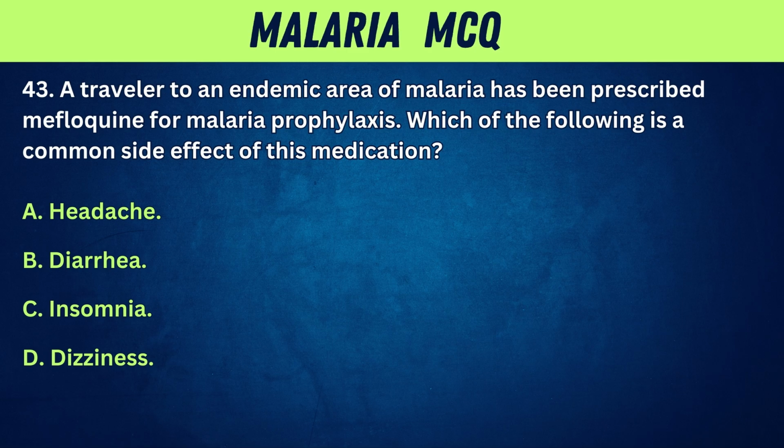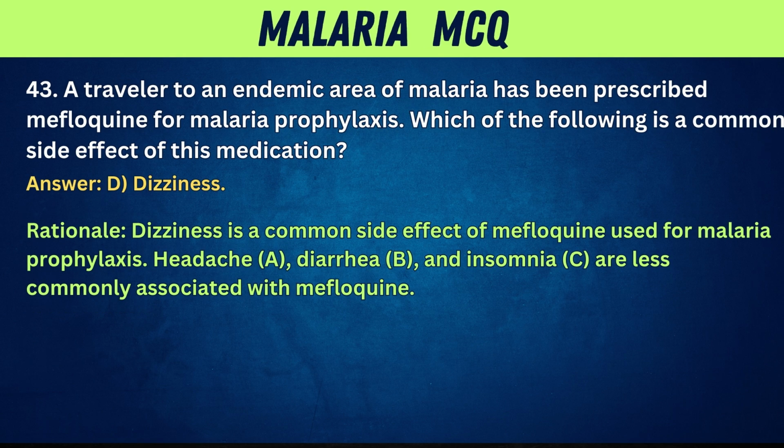Which of the following is a common side effect of this medication? A. Headache. B. Diarrhea. C. Insomnia. D. Dizziness. Answer: D. Dizziness. Rationale: dizziness is a common side effect of mefloquine used for malaria prophylaxis. Headache, A, diarrhea, B, and insomnia, C, are less commonly associated with mefloquine.